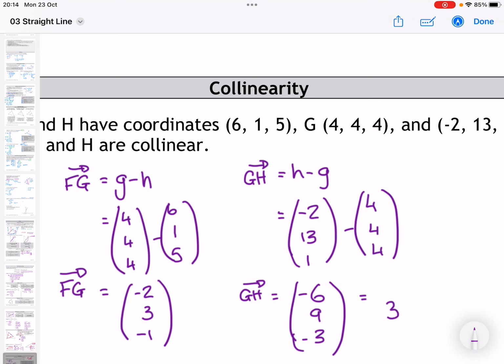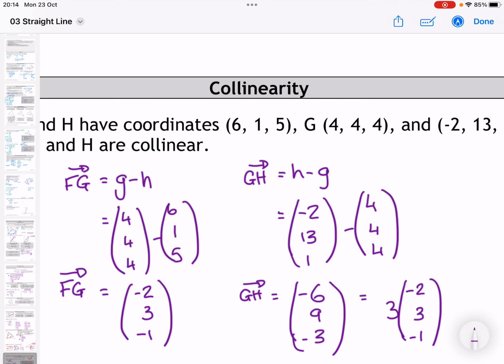Now that all is in the 3 times table. So we can take out 3 as a common factor. We get minus 2 times 3 is minus 6. 3 times 3 would be 9. And minus 1 times 3 would give me minus 3. So that's 3 lots of 2, 3, minus 1.